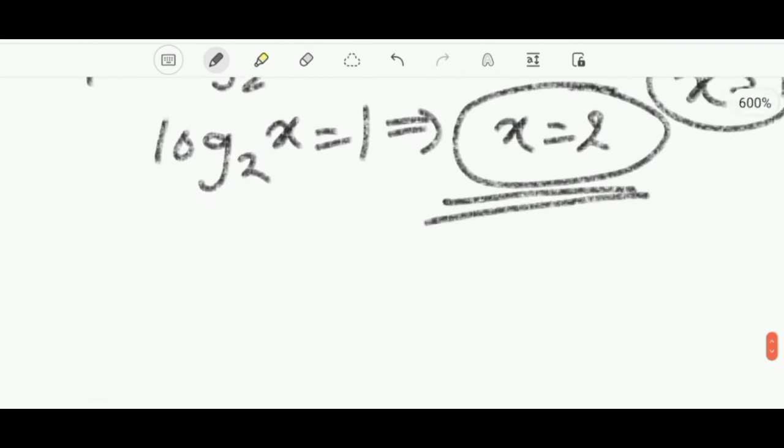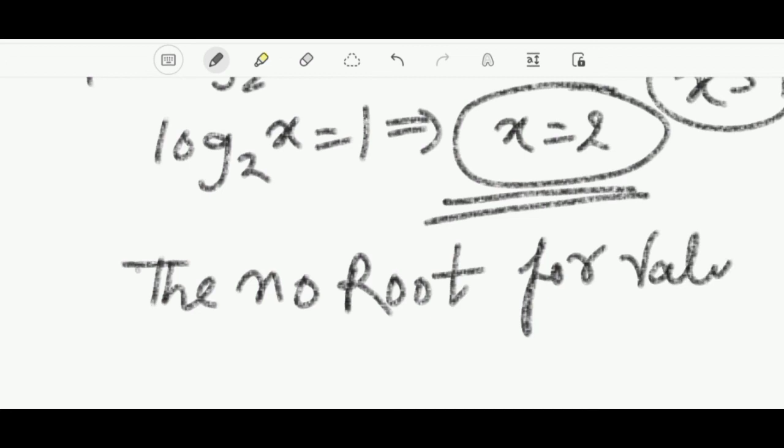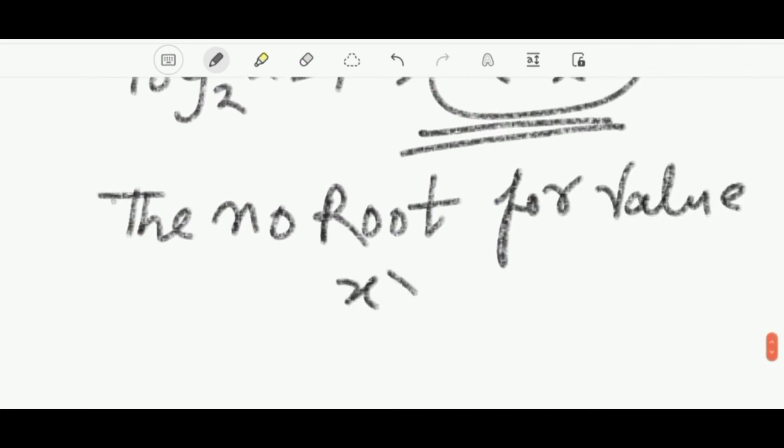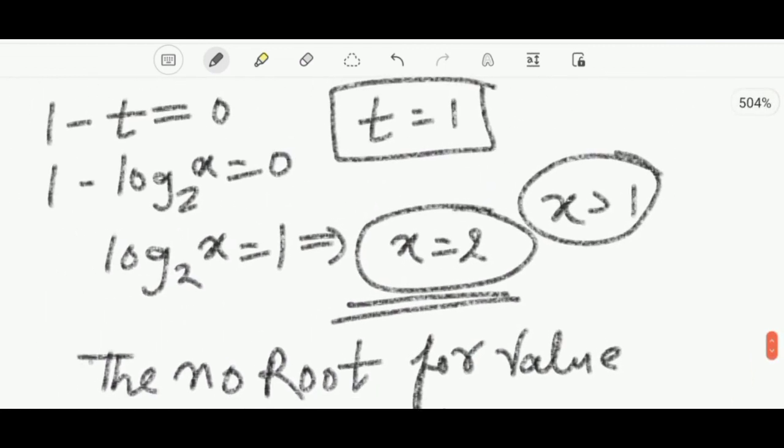So the number of roots for value x greater than 1 is 1. So we have only one root for which x is greater than 1.